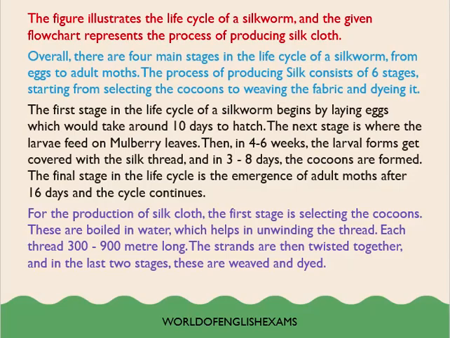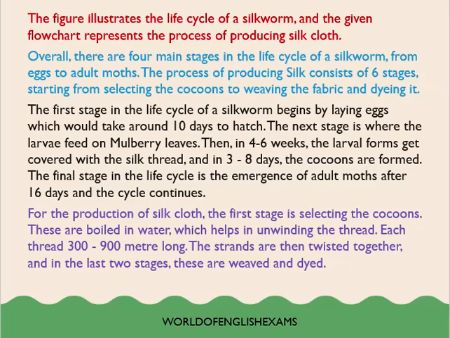Now let's see how to write that. You need to use these continuing words like next stage, in the following stage, subsequently, following this. So let's see how to write it. The first stage in the life cycle of a silkworm begins by laying eggs, which would take around 10 days to hatch. The next stage is, so this is a proper connection.